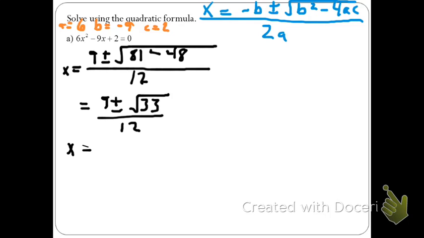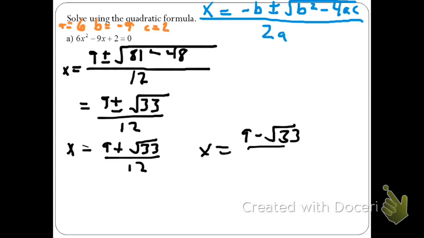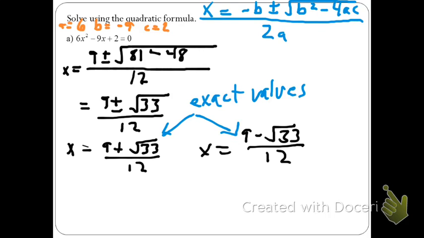One solution would be that x equals 9 plus the square root of 33 divided by 12. And another solution then is that x equals 9 minus the square root of 33 over 12. Alright, and those are exact values right there. And IB always allows you to leave your answers as exact values unless you're told otherwise. So those are acceptable answers. Of course, they also always allow you to express your answers to 3 significant figures unless otherwise noted.